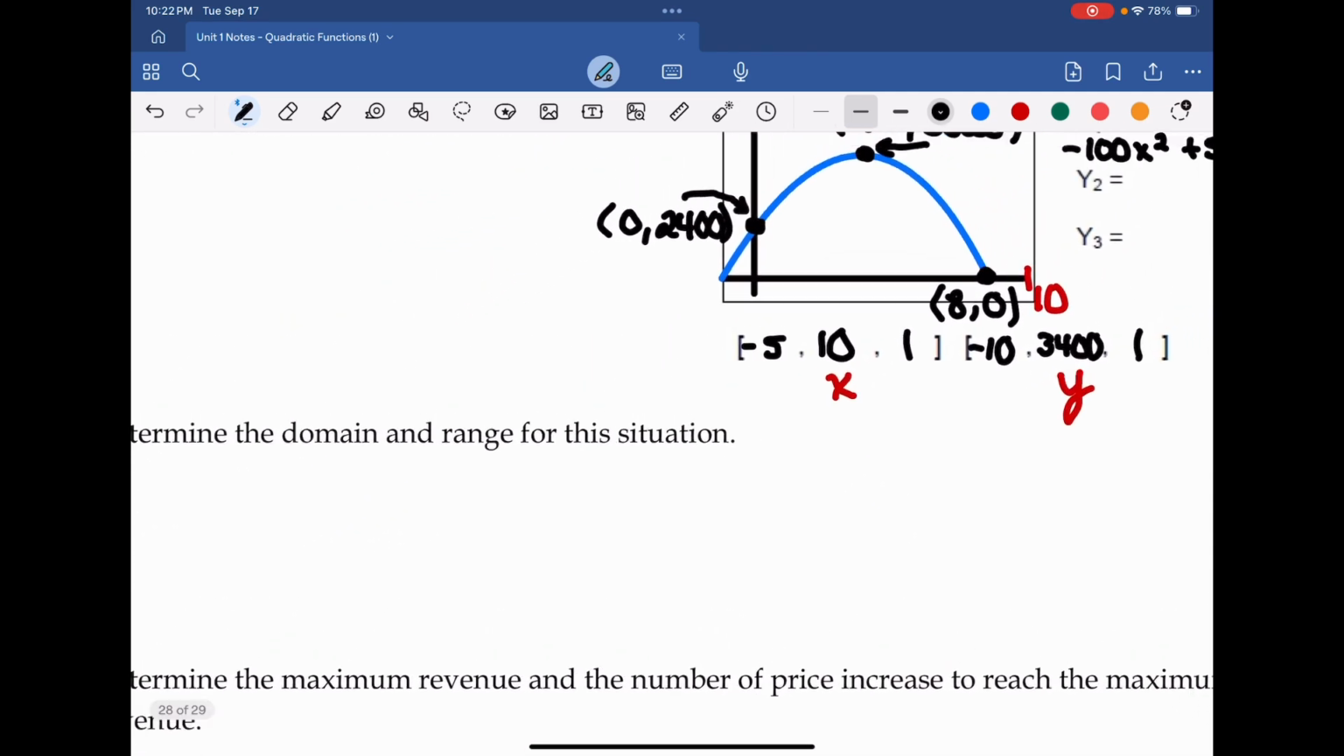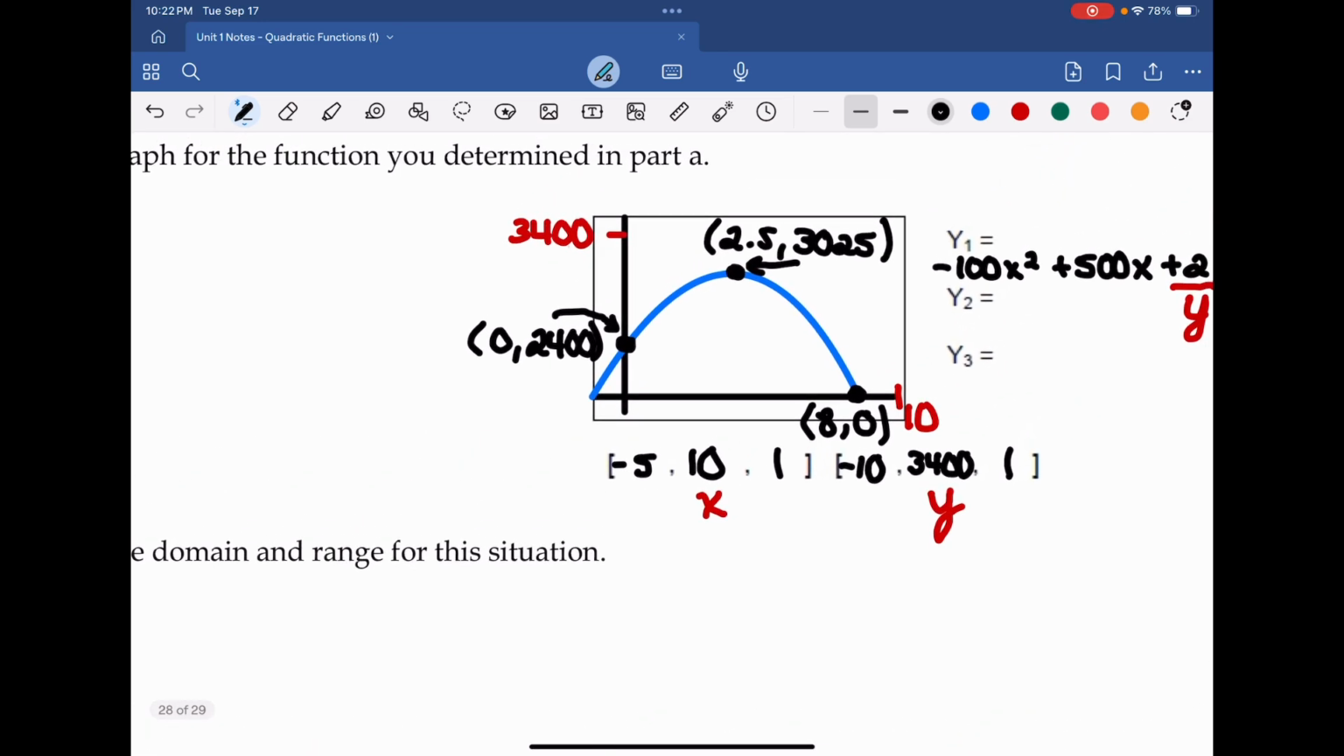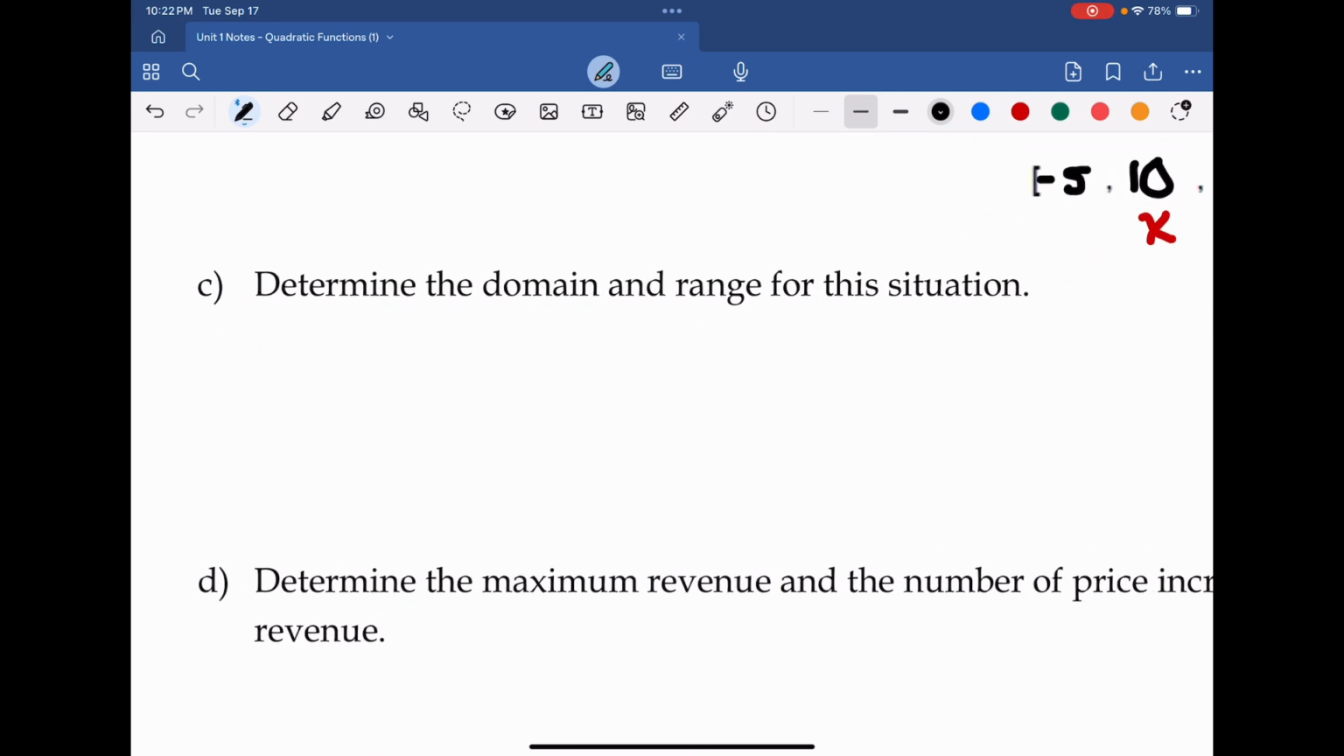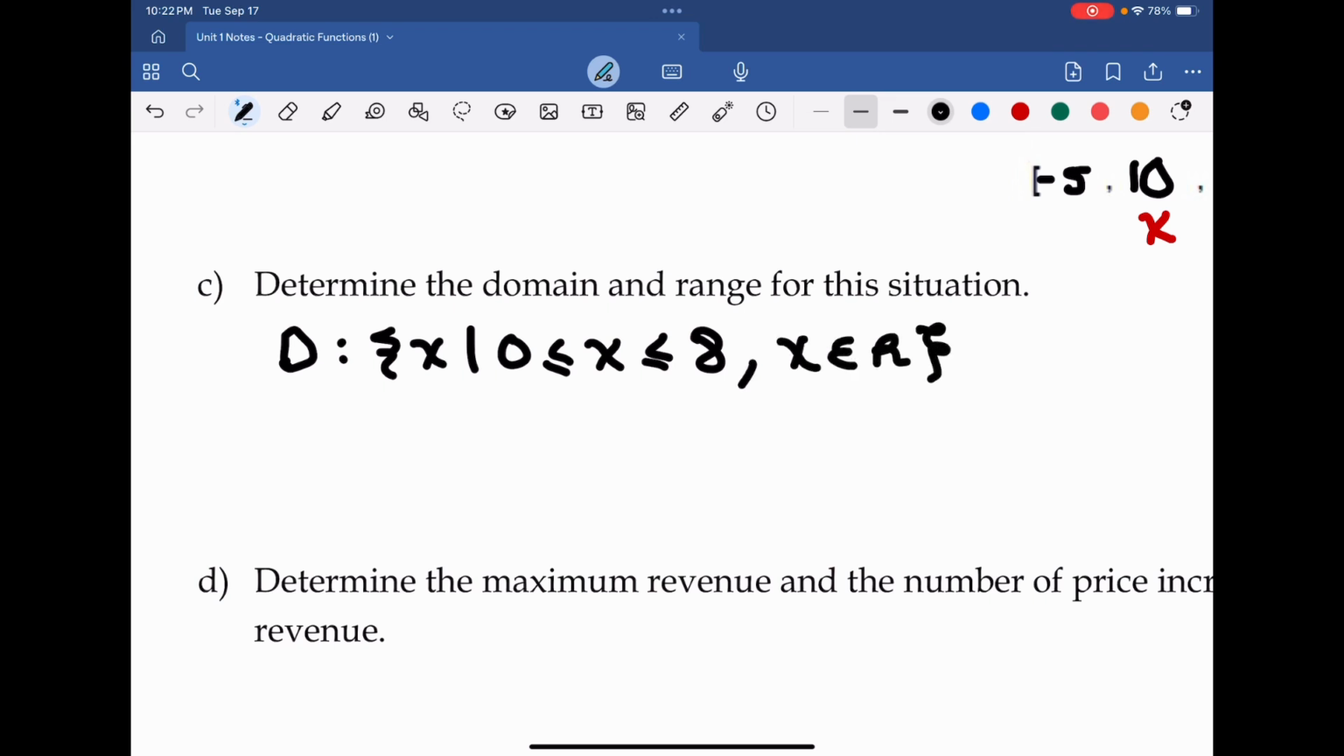What is the domain and range? Well, we know that the x values start at 0 and they go to a maximum of 8. So we're going to go over here and say the domain is x such that it starts at 0, it's greater than 0, but it's also less than or equal to 8. Anywhere between is an acceptable answer on the real plane.